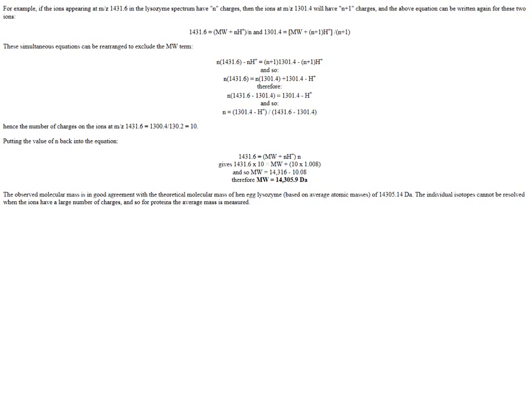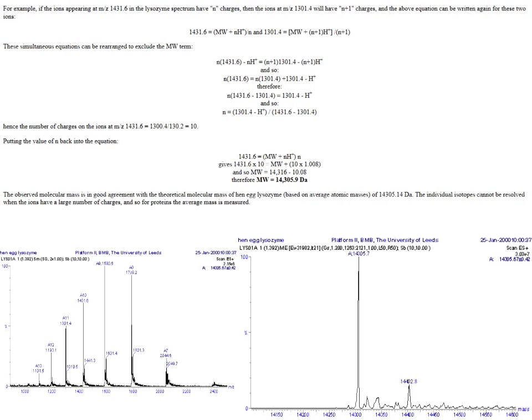Thus, electrospray can be used to very accurately measure the mass of a protein using a mass analyzer with a relatively small mass range, which makes the mass spectrometer more sensitive.